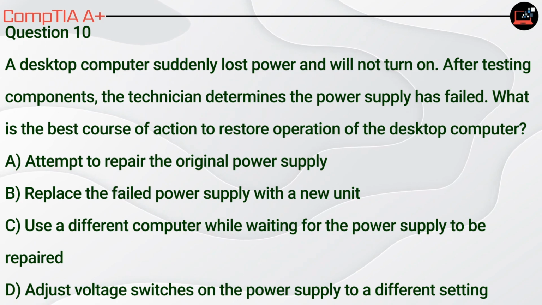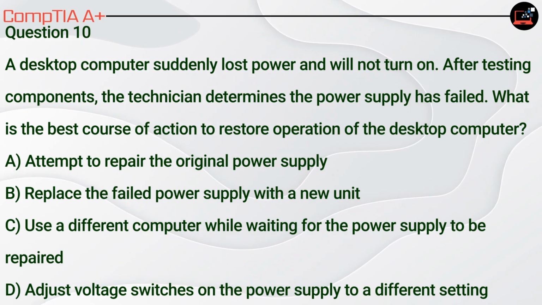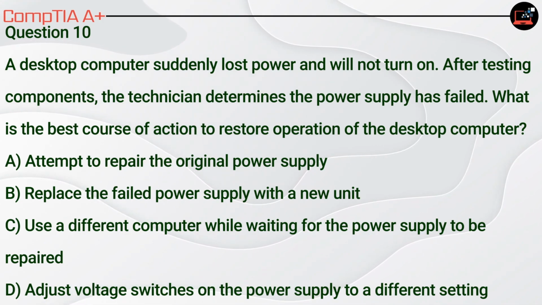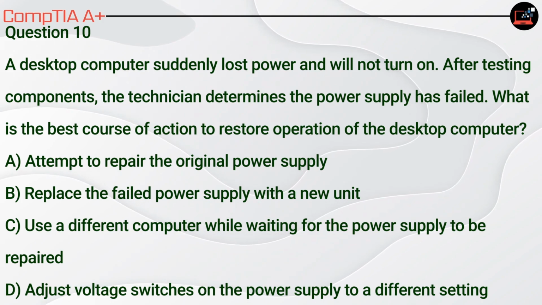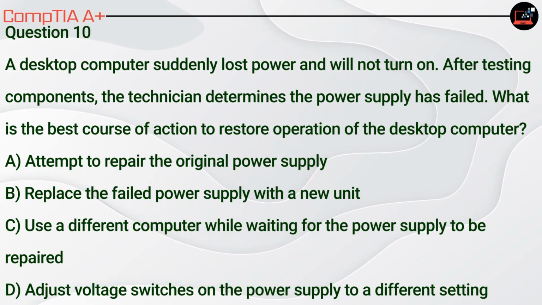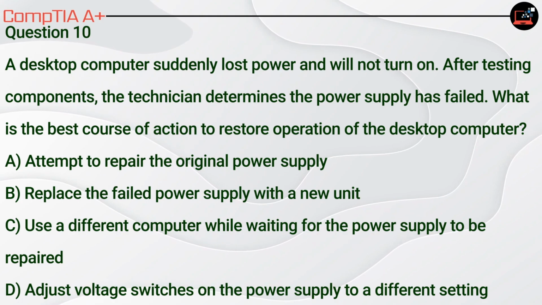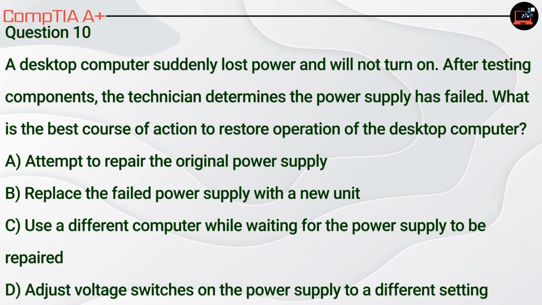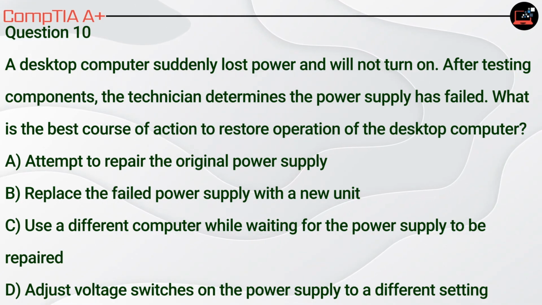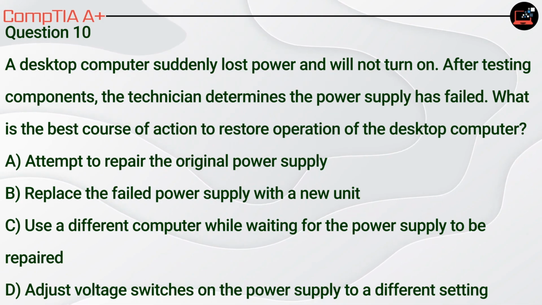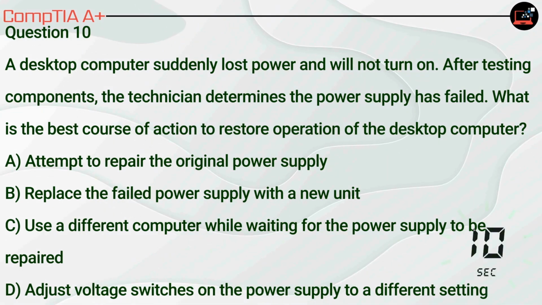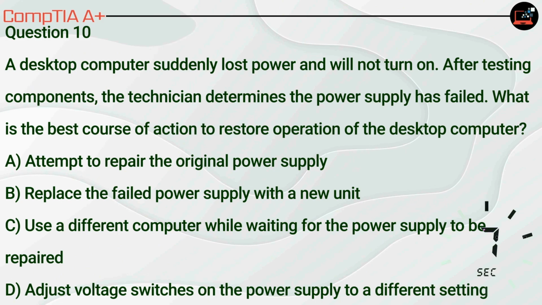Question 10. A desktop computer suddenly lost power and will not turn on. After testing components, the technician determines the power supply has failed. What is the best course of action to restore operation of the desktop computer? A. Attempt to repair the original power supply. B. Replace the failed power supply with a new unit. C. Use a different computer while waiting for the power supply to be repaired. D. Adjust voltage switches on the power supply to a different setting.